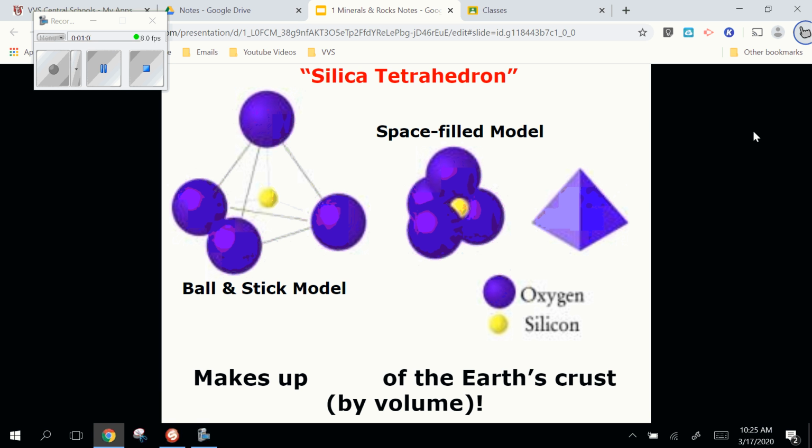When we put them together, we end up with what's called the silica tetrahedron. All right, so we have one small silicon in the middle, and then we have surrounding that 4 oxygens. And those 4 oxygens are in the shape of what's called a tetrahedron, which is a 4-sided pyramid made up of triangles. So you see on the right, the little pyramid on the right there.